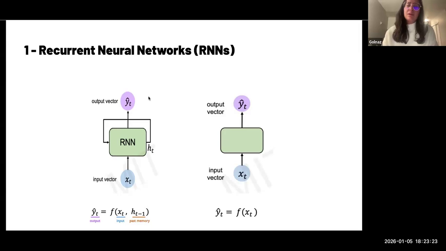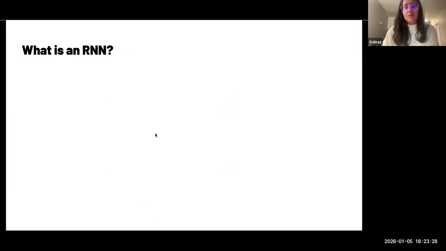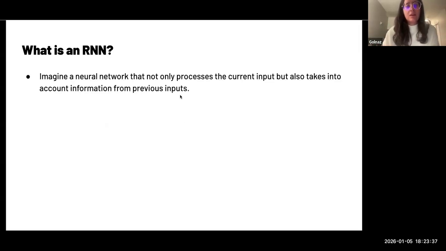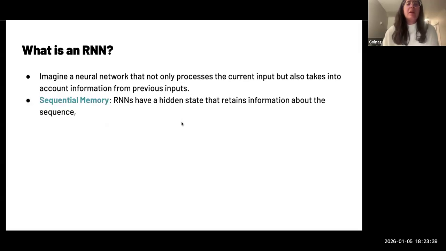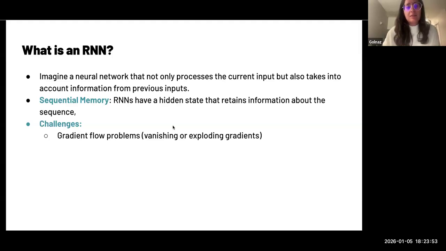Because you're using the previous outputs, you're giving your model some information about what happened in the past. So it's not just one point in time, but a history in time. That would be an RNN, and we call that structure sequential memory, because RNNs have a hidden state, which is information about the past and what happened in the sequence.